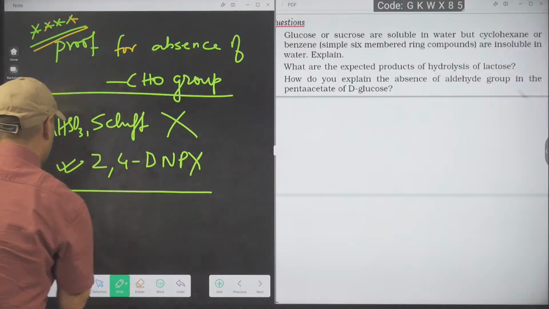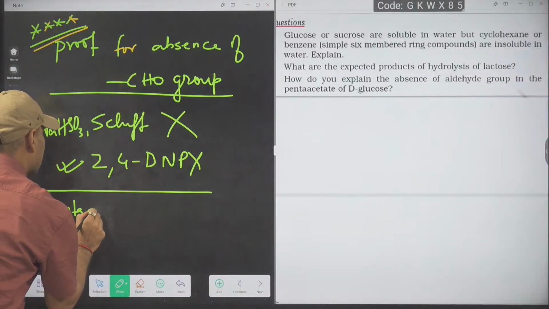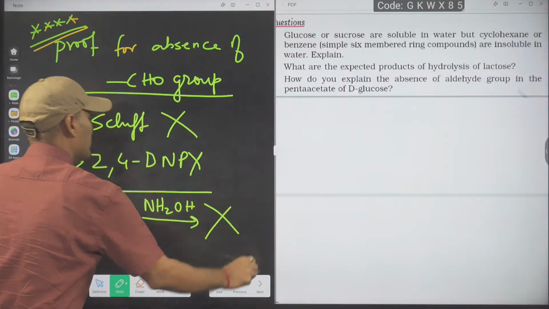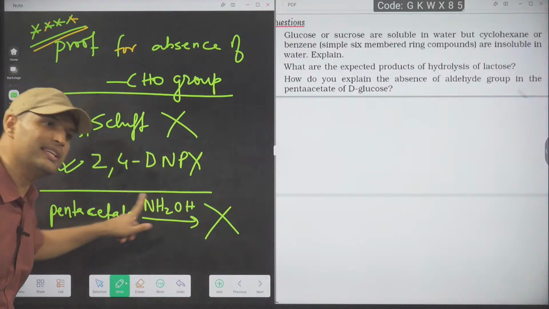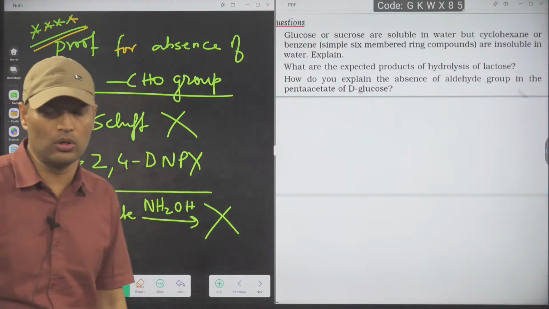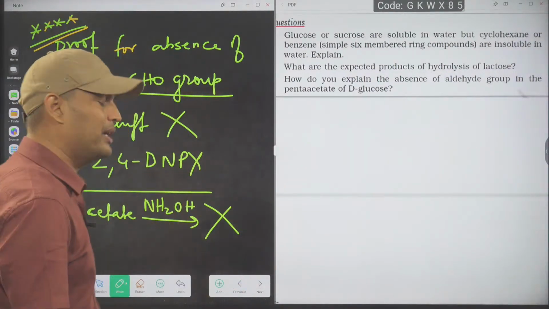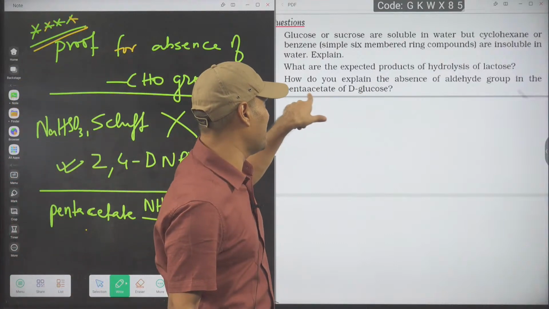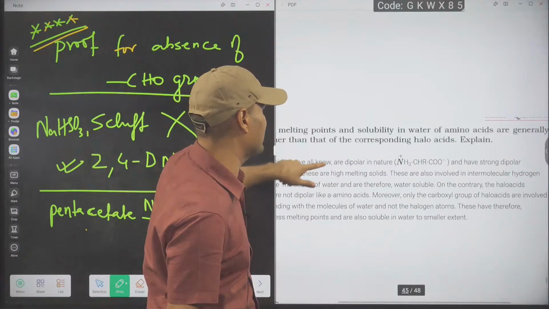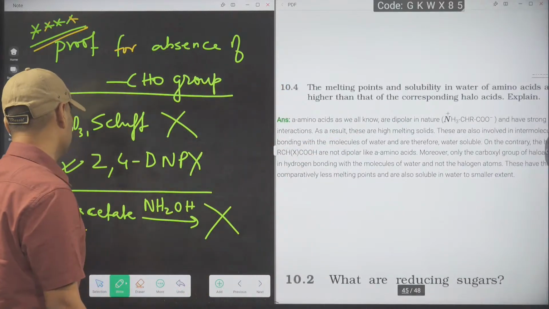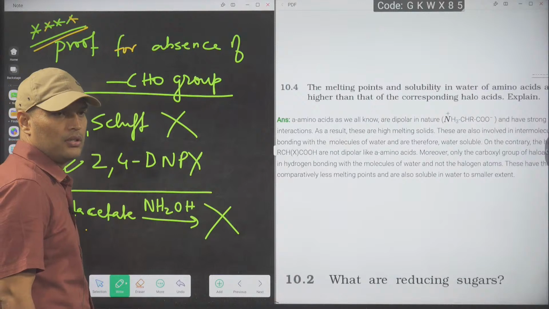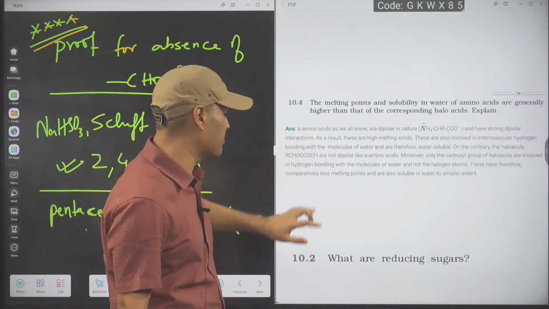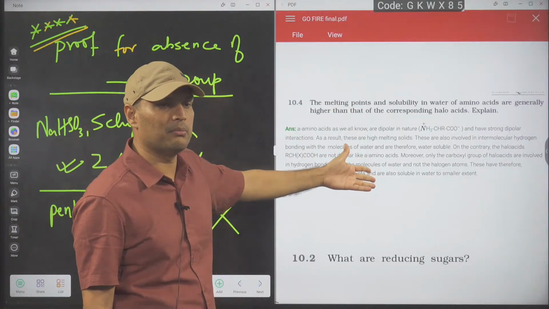Then one more part is there. If you have a pentaacetate and you react it with hydroxylamine, there is no reaction. See, glucose reacts with hydroxylamine. Listen carefully. Glucose reacts with hydroxylamine, but pentaacetate of glucose does not react with hydroxylamine. So we can conclude that there is some problem with the open chain structure. Free CHO group is not present. See, this question is also in NCERT, but many people ignore it.